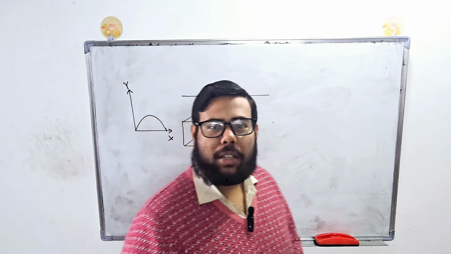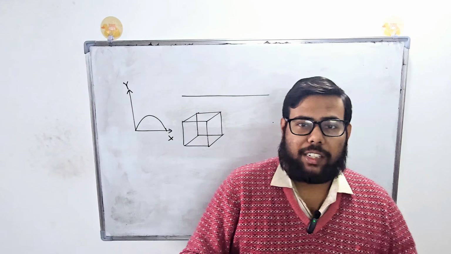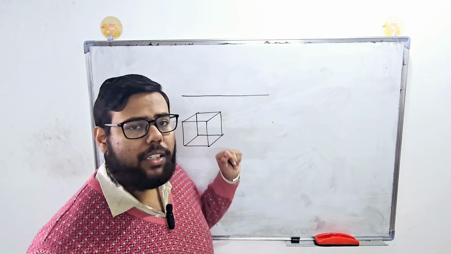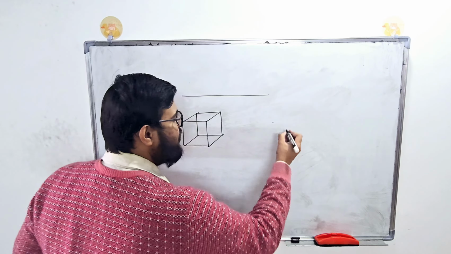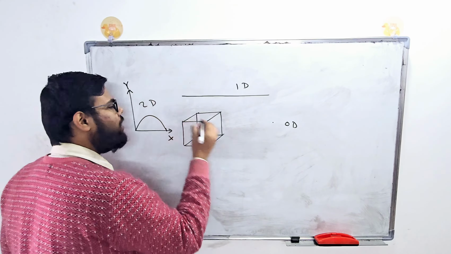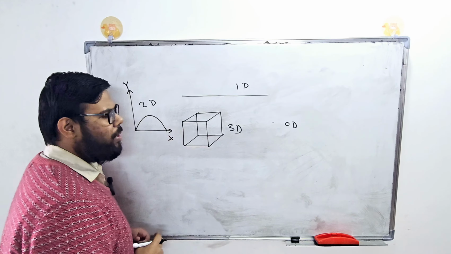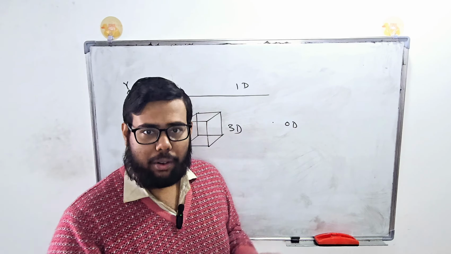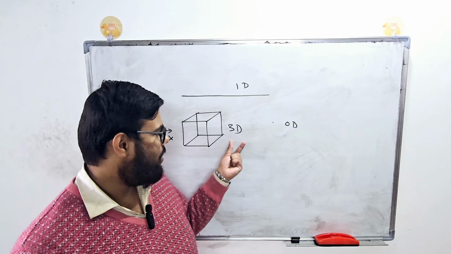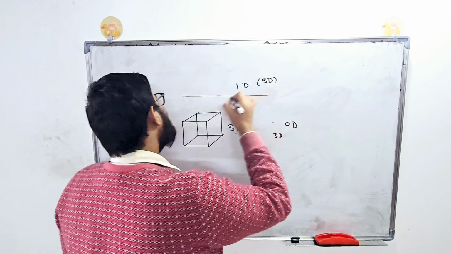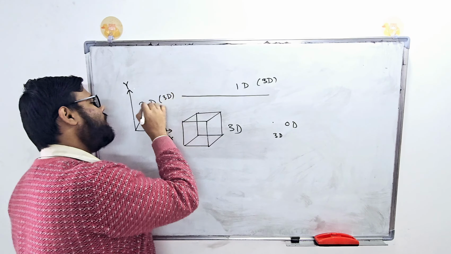Which one is zero dimensional, which one is one dimensional, which one is two dimensional, which one is three dimensional? If you see these figures, you will say that this is zero dimensional, this is one dimensional, this is two dimensional, and this is three dimensional. But if I talk in reality, all these answers are wrong except this one. This is also 3D, this is also 3D, and this is also 3D.